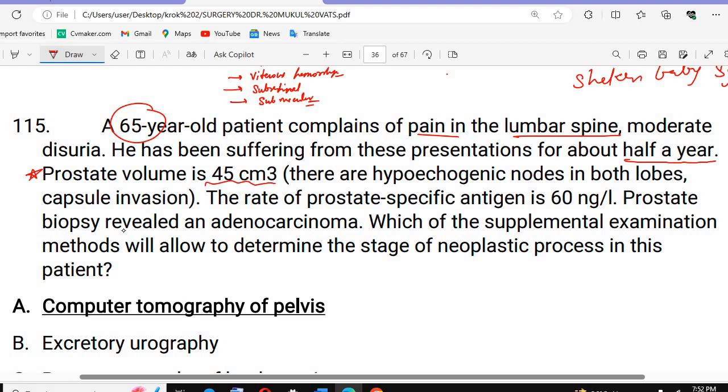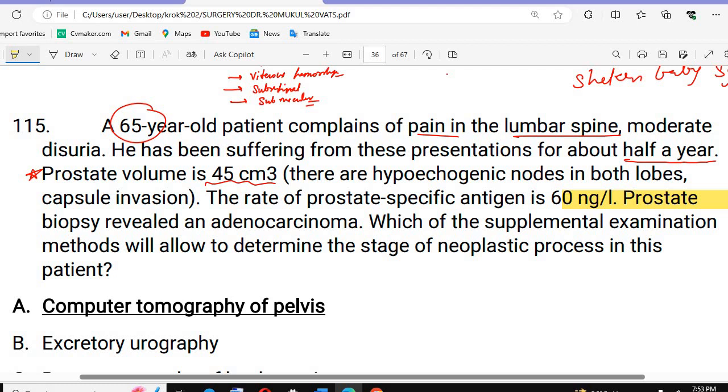There is a hypoechogenic node in both lobes. The prostate specific antigen level is 60 nanogram per liter. Prostate biopsy revealed an adenocarcinoma. Which supplementary examination method will allow you to determine these conditions?